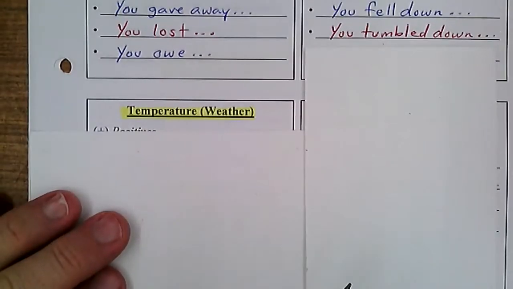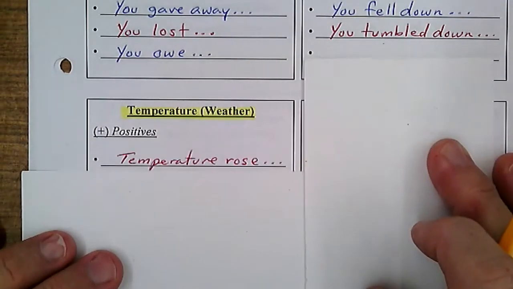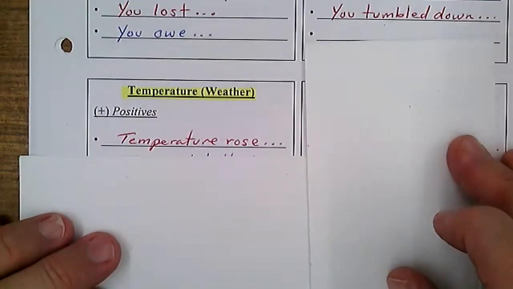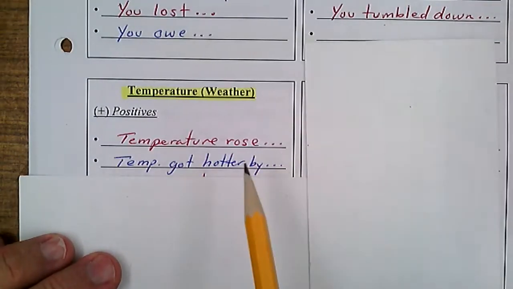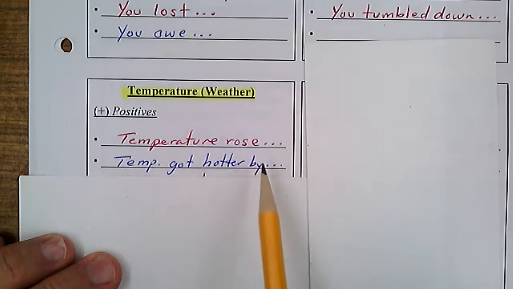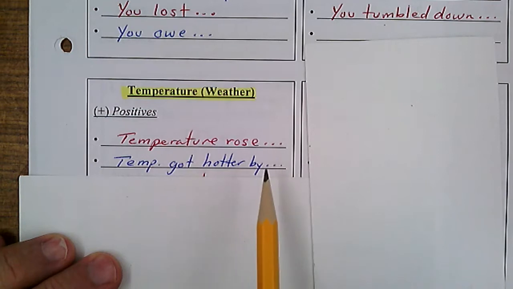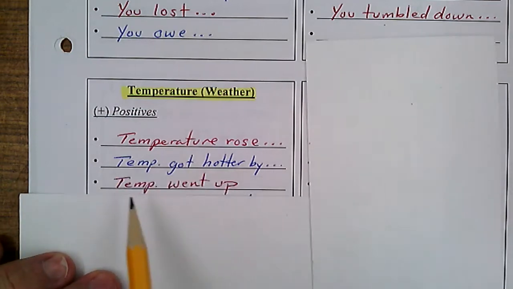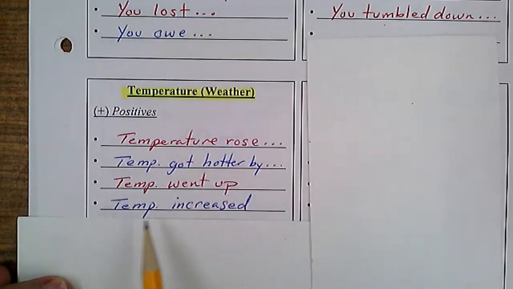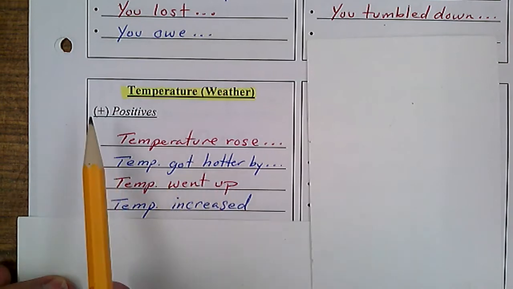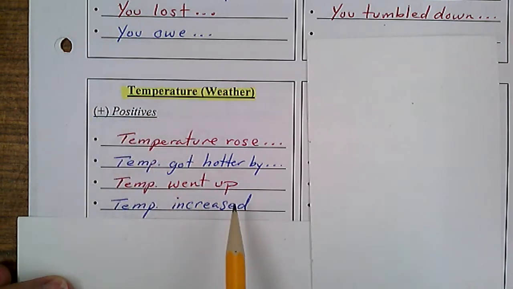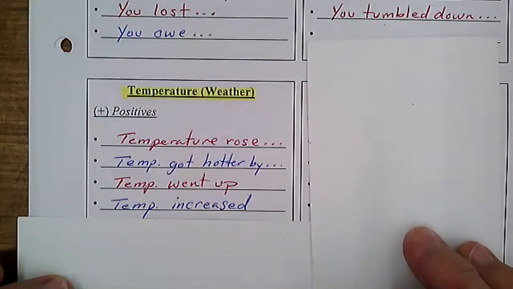All right, temperature. Temperature is another one that we can talk about positive and negatives. If we're talking about a positive concept, we would say the temperature rose. Or we could say the temperature got hotter by, like today when I'm recording this, it's like 108 degrees outside. So the temperature got hotter by like 15 degrees today. You could say the temperature went up, or the temperature increased. So these are all positive concepts when you're reading or writing word problems.